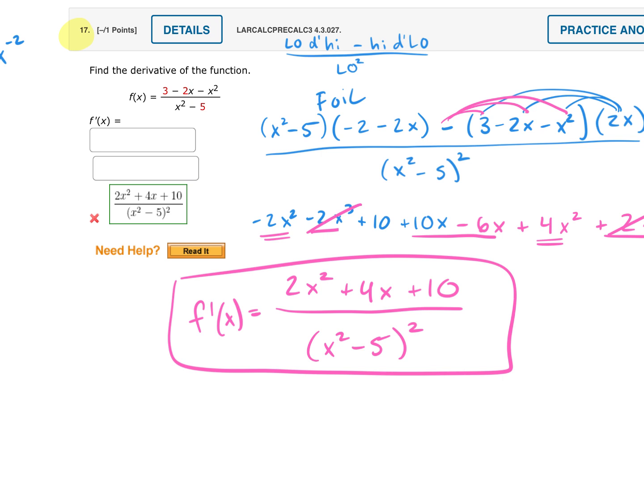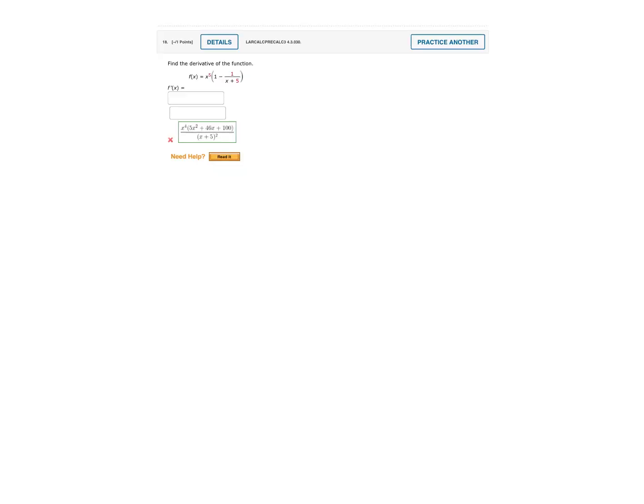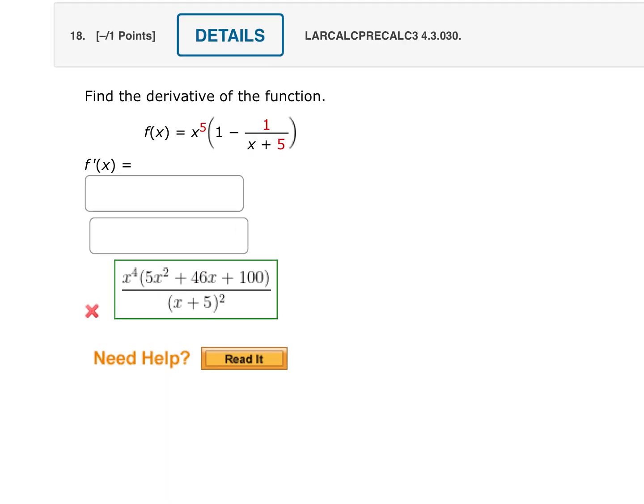Any questions here? So for 18, in the answer key, I think I worked it out two different ways. You can use your product rule since you're multiplying these two together, or you could combine them from the start. So I think I did it both ways. You can multiply the x to the 5th power to both. So x to the 5th power minus x to the 5th power over x plus 5.